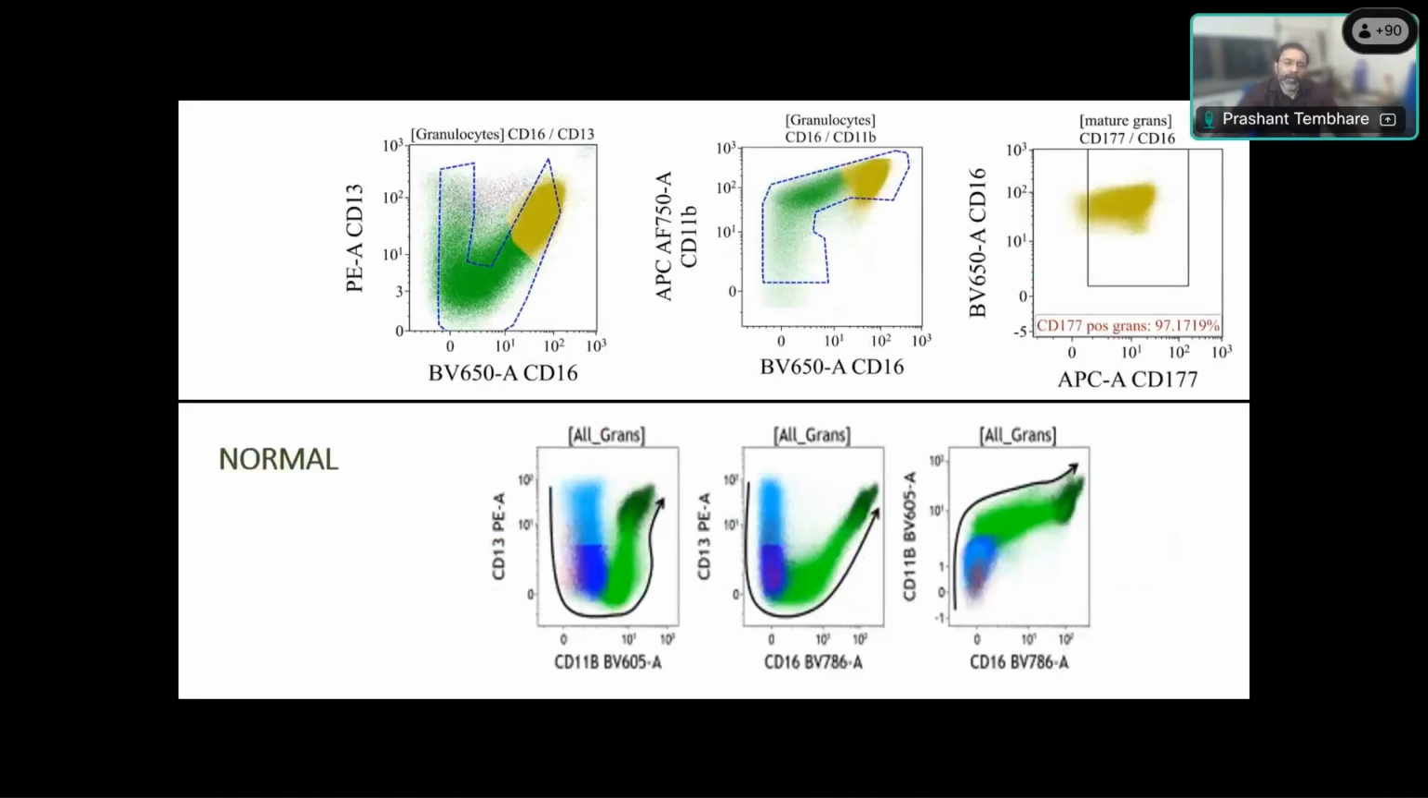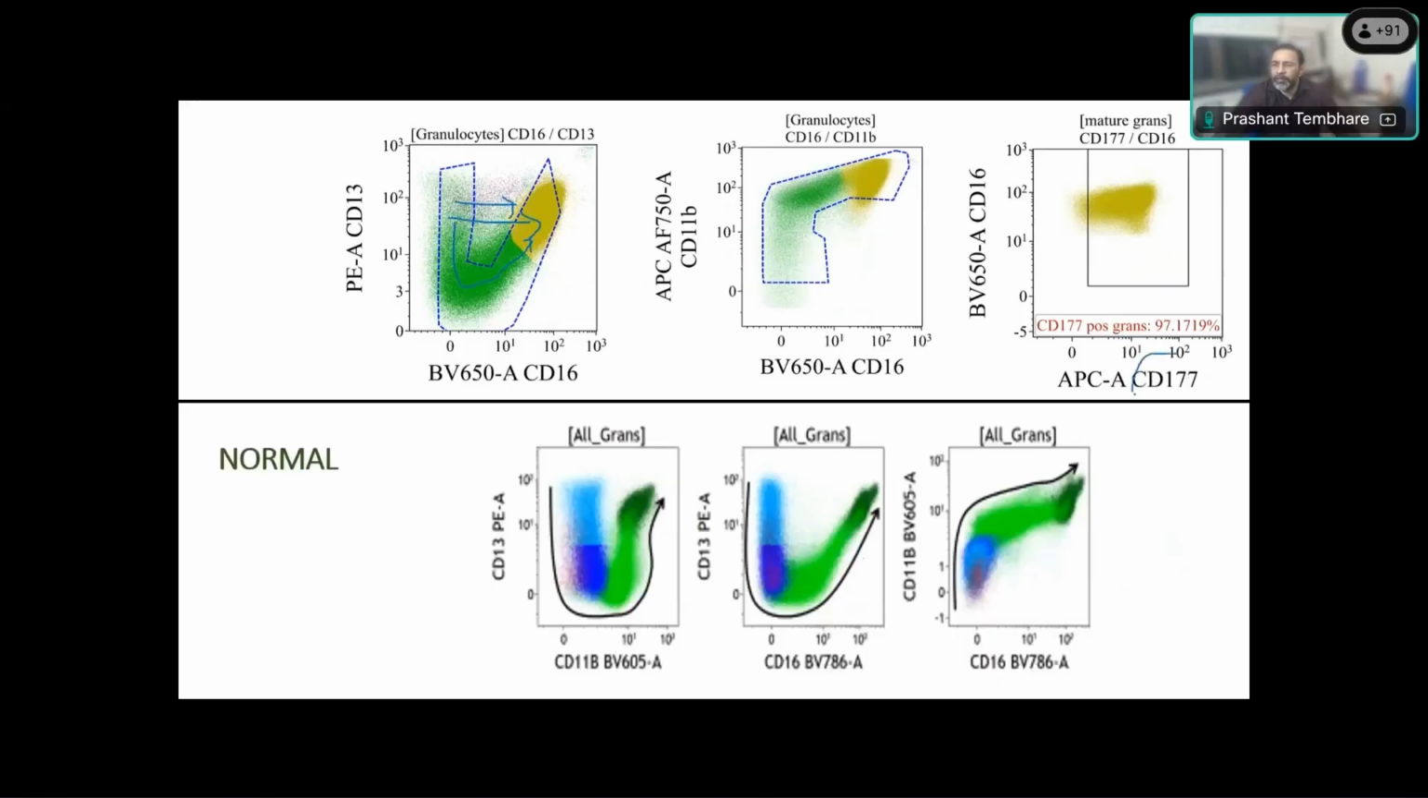Now coming to the granulocytes. You can see this is the normal maturation pattern. As I mentioned, there are two types of cells. One is showing a normal maturation pattern, and some are going directly like this. So there is maturation dysplasia there.